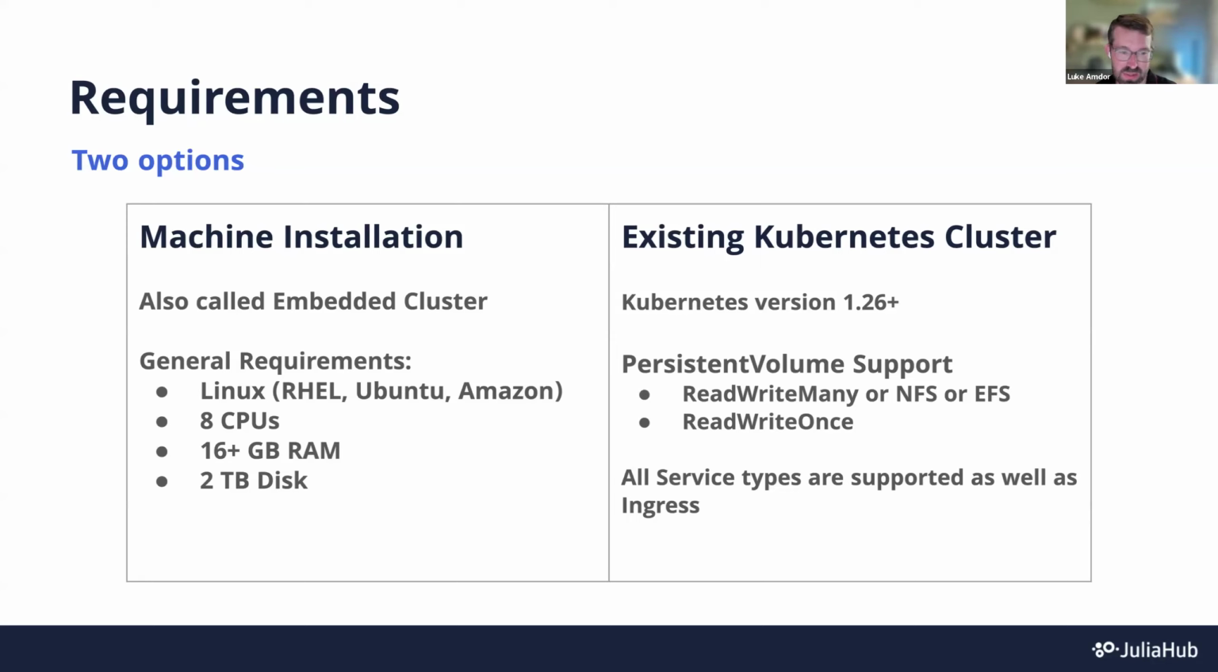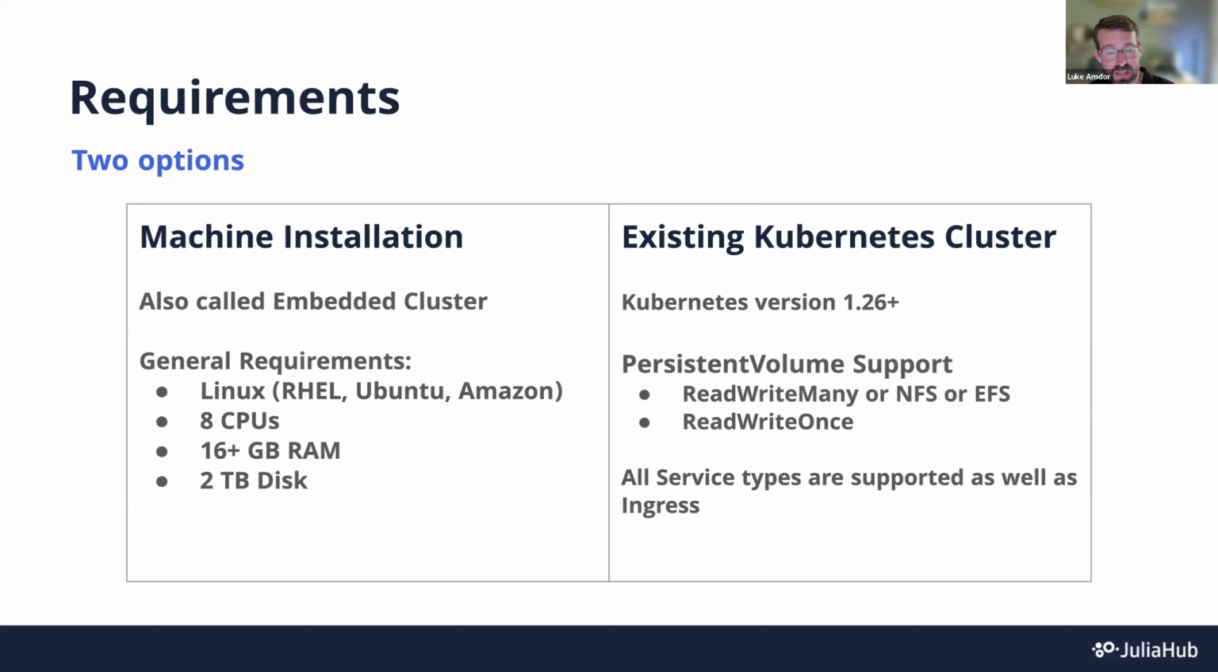We do require 8 CPUs, 16 gigabytes of RAM, and a 2 terabyte disk, because by default that's really dependent on the package update bundle. But a lot of these different artifacts, we have to support so many different versions and so many different platforms. So it does take quite a bit.